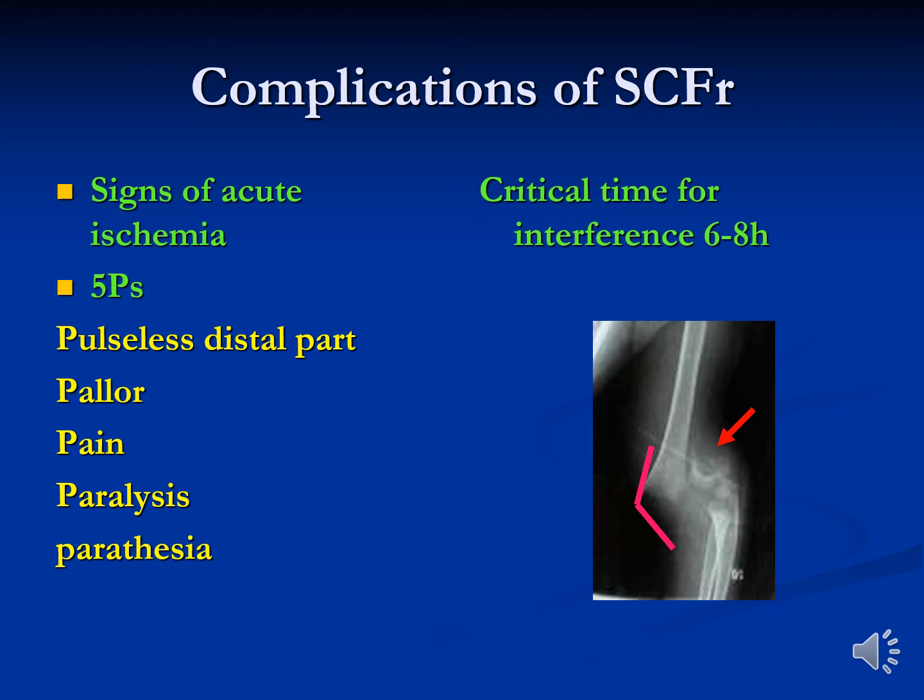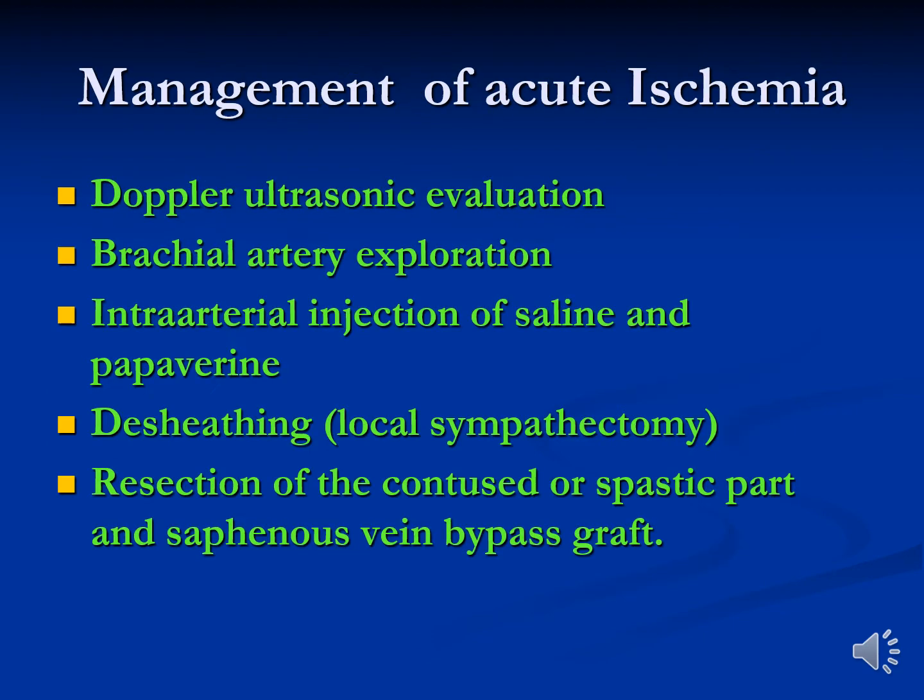What is the critical time for intervention? You should diagnose vascular insult as early as possible to save the function of the limb. If you delay the diagnosis, irreversible damage of the muscles and the nerves can happen. So 6 to 8 hours is very important. Why is this subject very important? Because vascular insult can lead to acute ischemia.